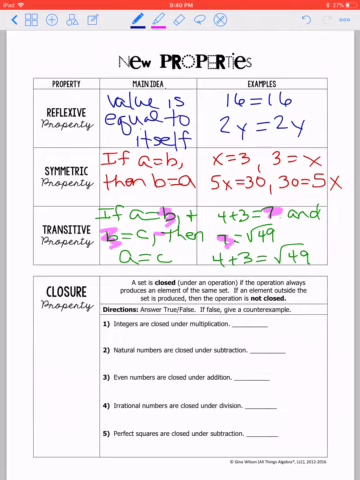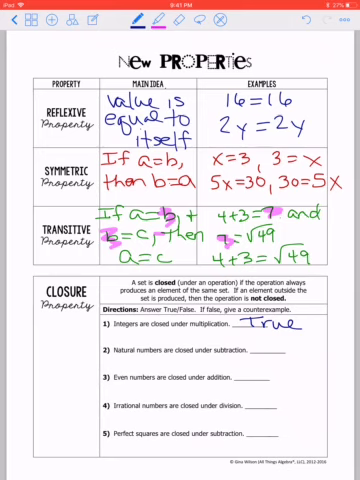So that kind of takes us into number 1. Integers are closed under multiplication. So if I multiply an integer times an integer, I'm going to get an answer that is an integer. That is true. Okay, it is closed.